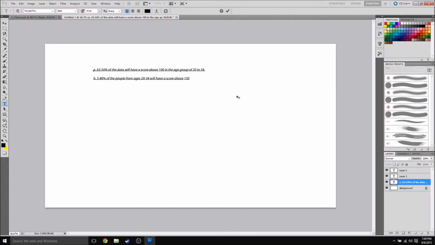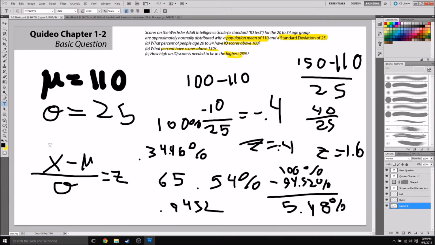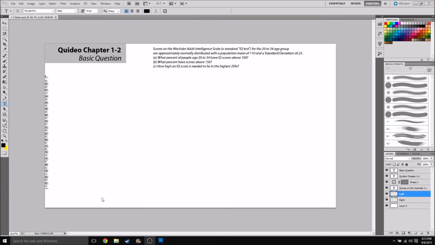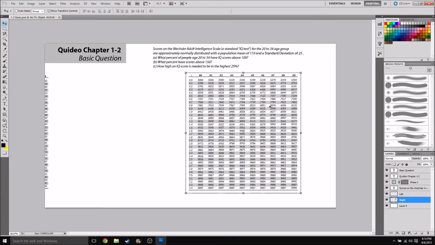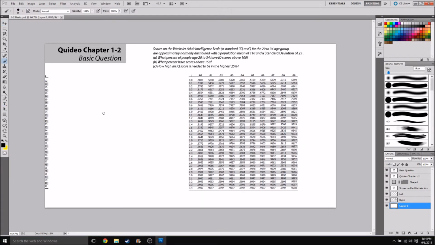I'm going to clear off some of this space so we have some room to see what I'm doing and not get lost. Since we have parts A and B done, now we can work on part C, where we need to find the IQ score needed to be in the highest 25%. Looking at our z-score chart, we need to be above 0.75, or closest to 0.75. 75% is 0.67 at 0.7486. So let's write that down: 0.67. That will be our z-score that we need for this problem.